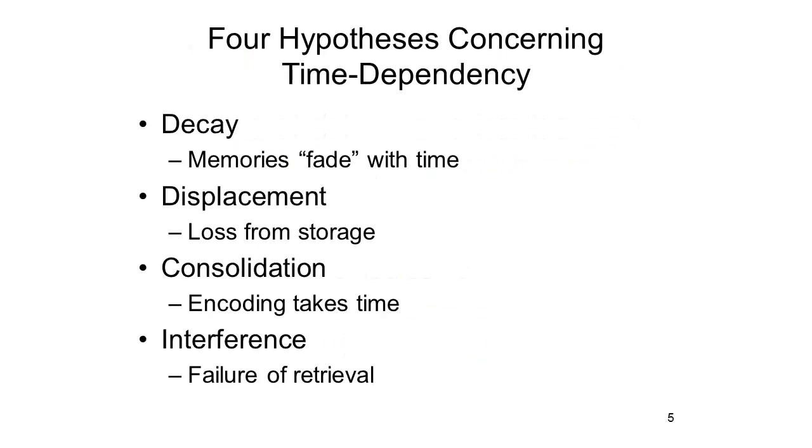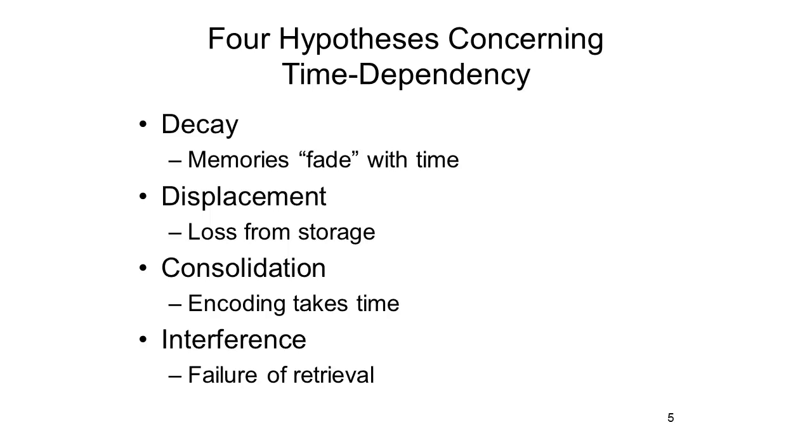To repeat, time dependency in memory is a common sense point. Everybody knows that memory gets worse with time. The real scientific problem lies in discovering what happens over the retention interval to produce time dependency. And theories of forgetting over the years have generally focused on 4 distinct possibilities.